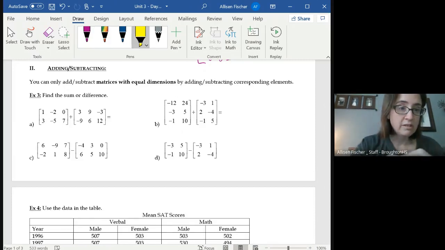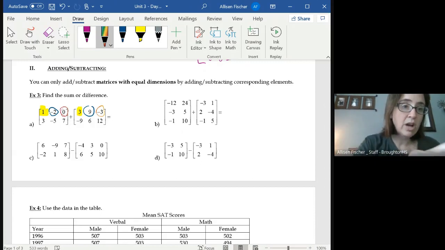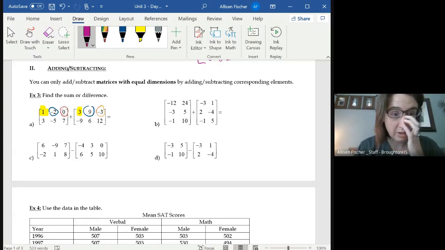So for example, in A, this number and this number are going to be added together. This number and this number are going to be added together. This number and this number are going to be added together, and so on and so forth. And so all you need to do is go ahead and add all of those things together. Or if it's a subtraction problem, you're going to subtract them from each other. So you're going to go ahead and do that.